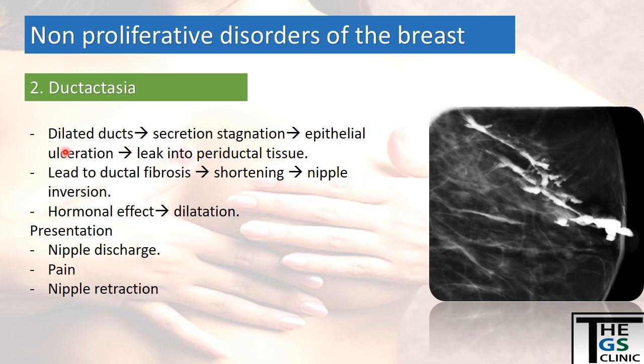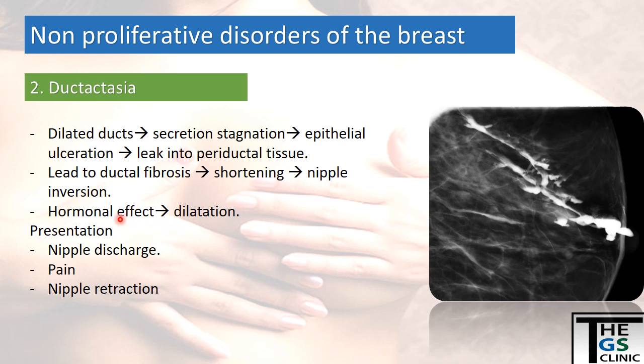What will happen if this process goes on for a long time? There will be fibrosis of the duct. So if we have fibrosis of the duct, there will be shortening of the ducts. So what is the next? If there is shortening of the duct, there will be nipple inversion. So one of the consequences of duct ectasia, mastitis and infection is nipple inversion due to the fibrosis of the duct.